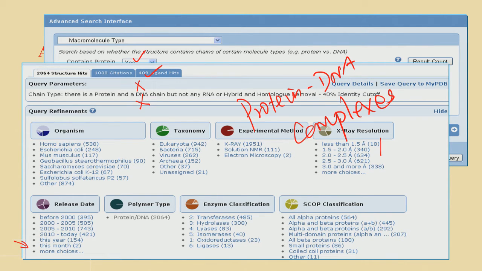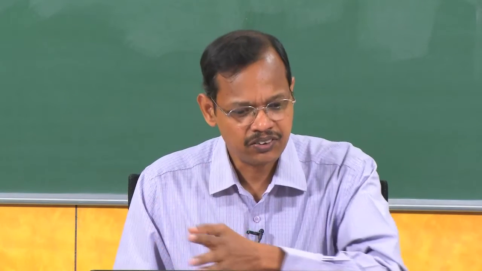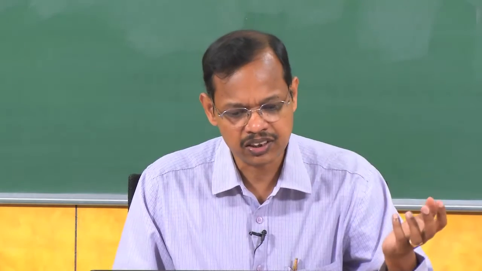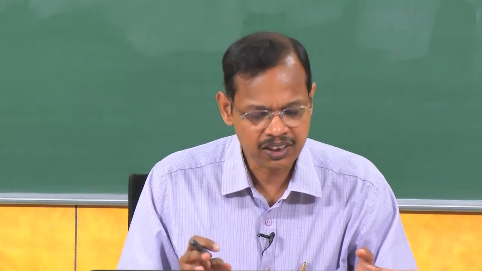Then we have different enzyme classification. So, these are the different classifications and different types of proteins, right. This I will discuss later about the SCOP classification. So, if you want to have a group of proteins, you can get the group with different aspects. You can use the different organisms, different taxonomy, different methods, different enzyme classification and so on.